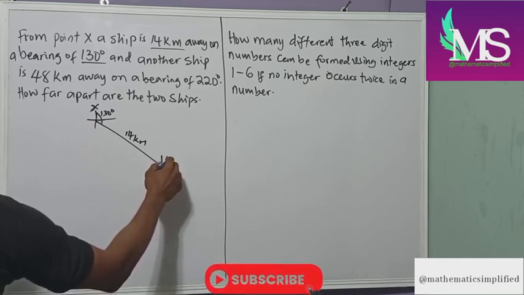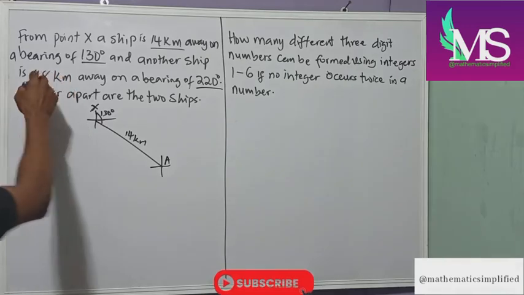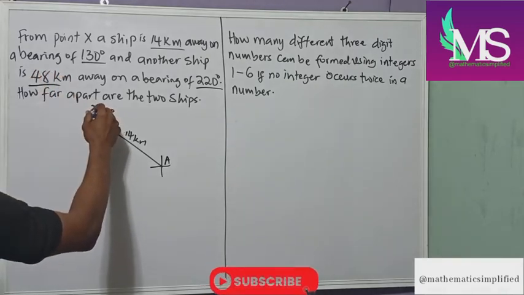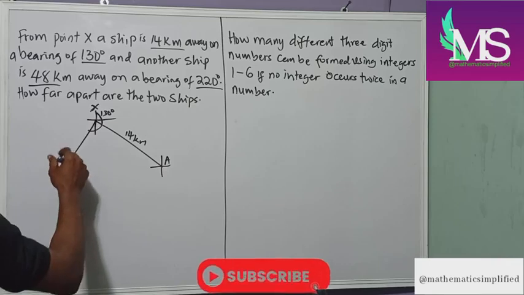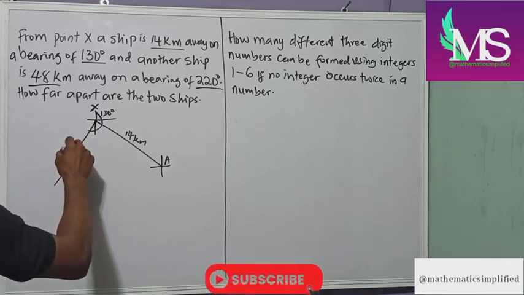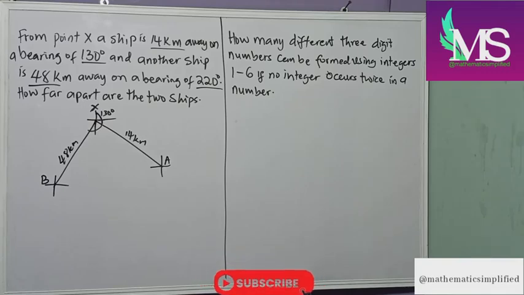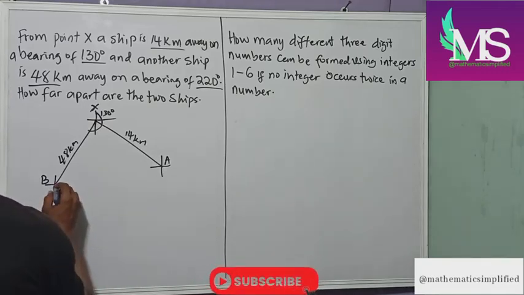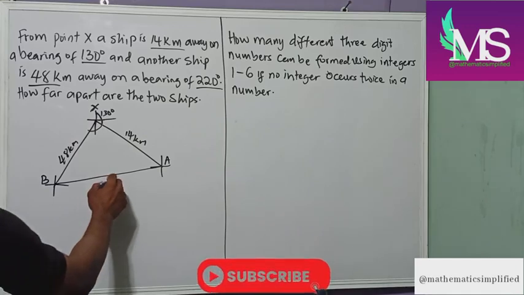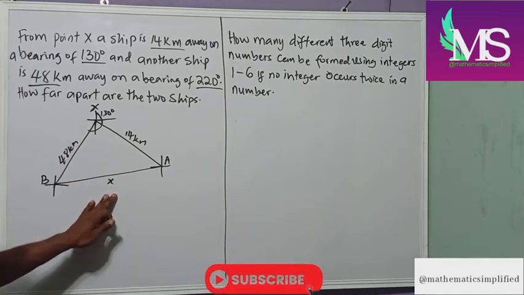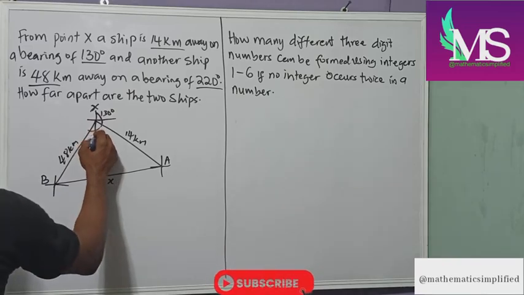Let's call this ship A. And our next ship is at 220 degrees, 48 kilometers. Still from here, we measure 220 this way, and this is 48 kilometers for ship B. Now they said how far apart are the two ships. So in calculating how far apart the ships are, we are looking for x. For us to get our distance, we need to know the angle here. Now, here is 180.